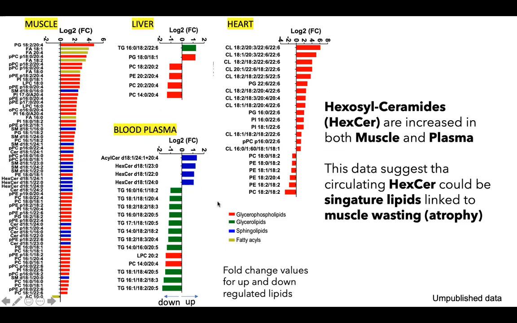So here is an overview of the main changes that we found in lipids in the different tissues, muscle, liver, heart, and blood plasma. One thing that took our attention was that the increase in exocylceramides was observed also in the muscle. The same exocylceramide species that were increased in the muscle were also increased in the blood plasma. So we believe that this data suggested that circulating exocylceramides are signature lipids of muscle wasting.